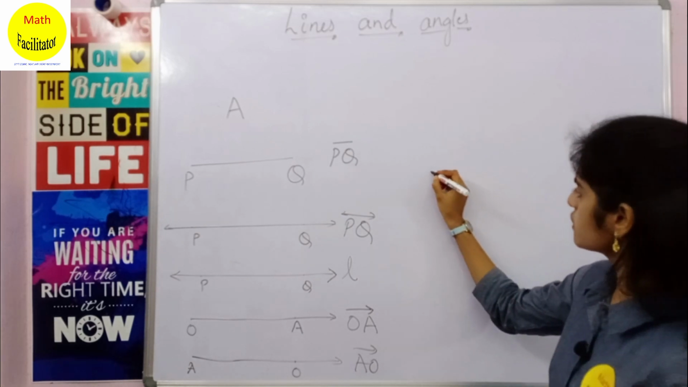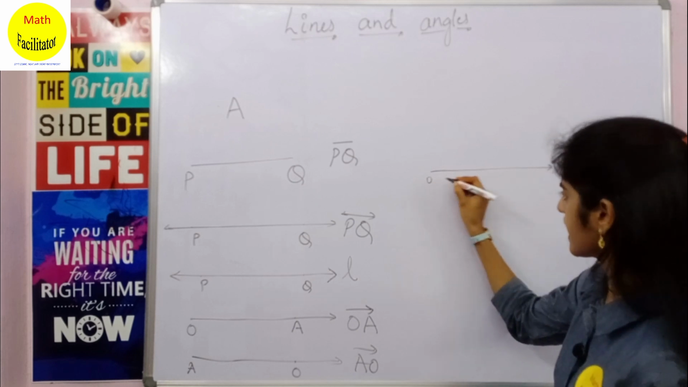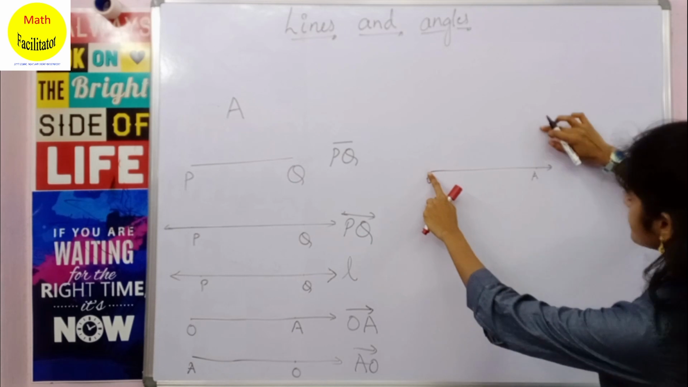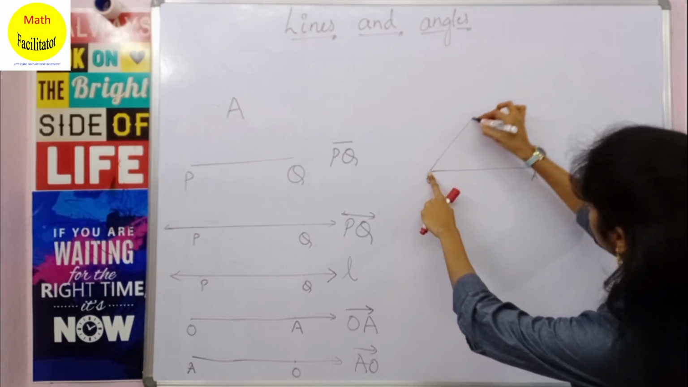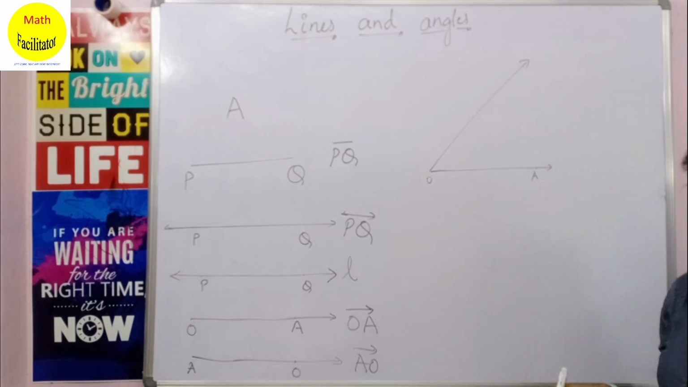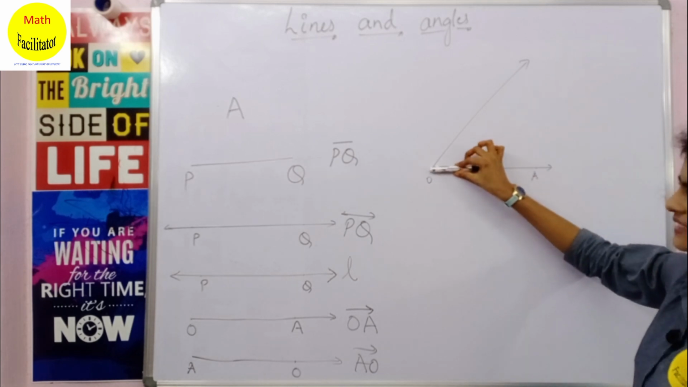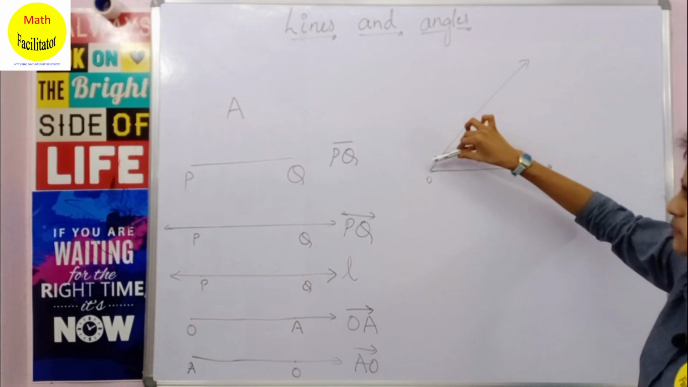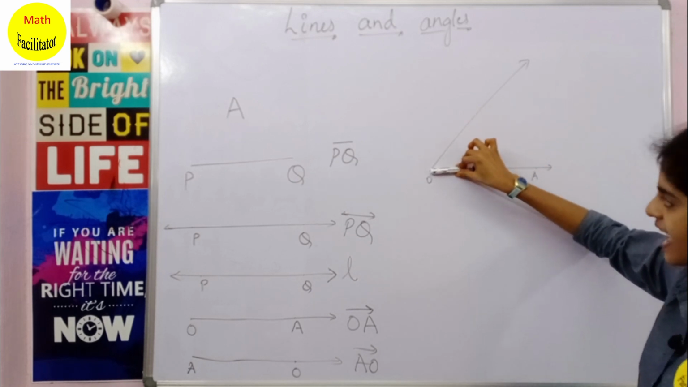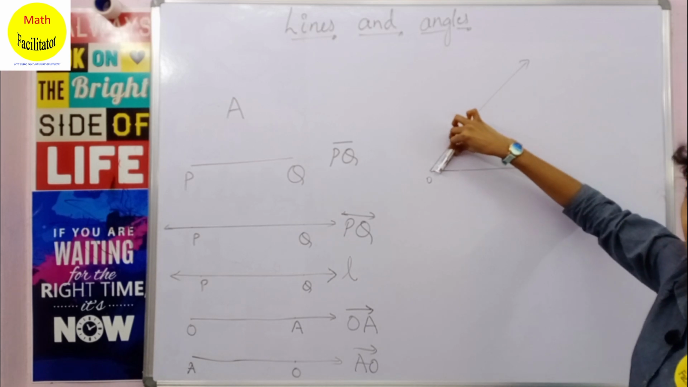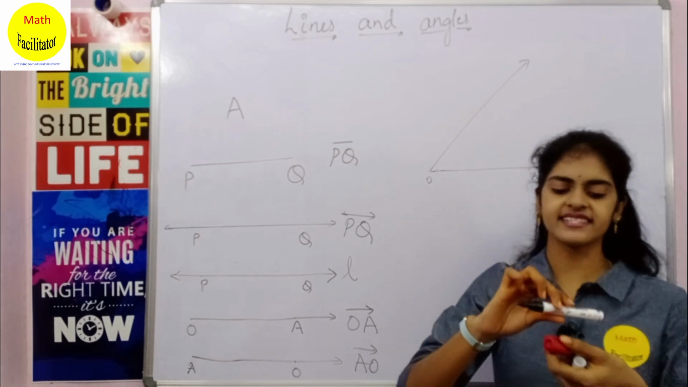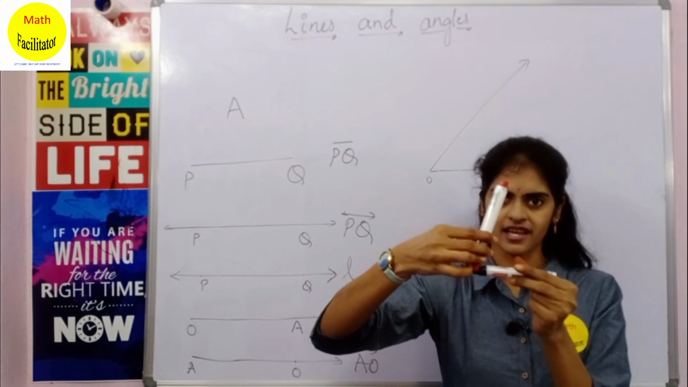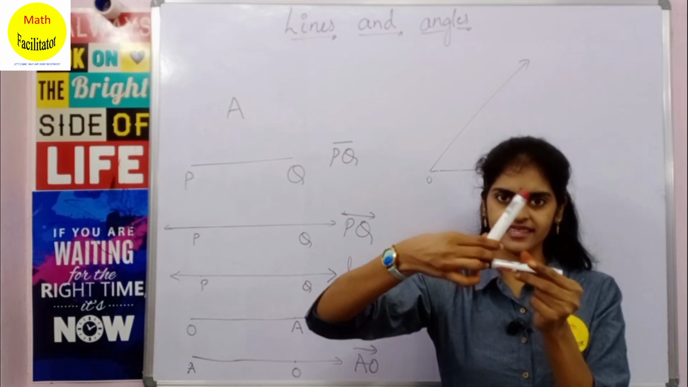Now suppose I take a ray OA, and now I move this ray in this direction. Suppose this is the final position of the ray. Nothing but I have taken a ray in this way and I have moved it. Clear? So this is the initial position of the ray and this is the final position of the ray. How am I moving it? In this way.